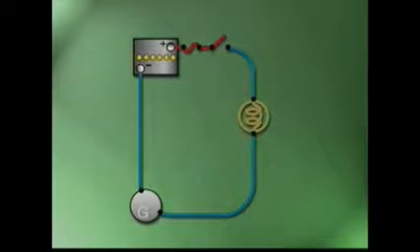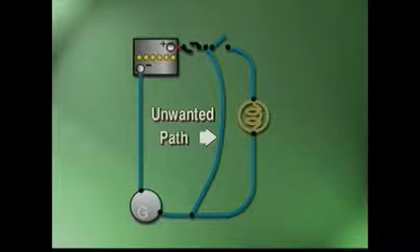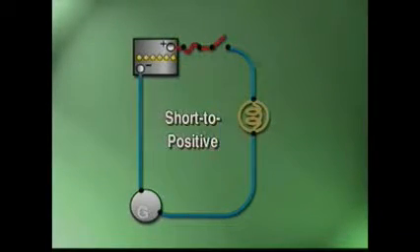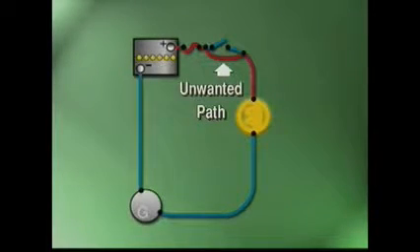A short circuit is a condition where an unwanted path for current flow is created, either to the ground side or positive side of the circuit. In most cases, a blown fuse is caused by excessive current flow from a short to ground or low side before the load. A short circuit to the positive or high side of a circuit can cause a component to operate all the time, regardless of switch position.